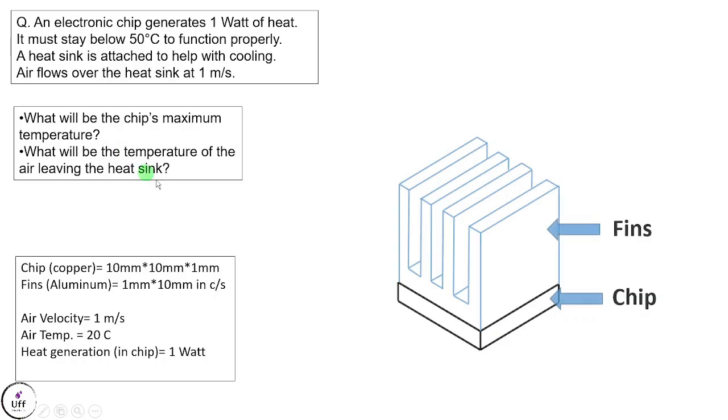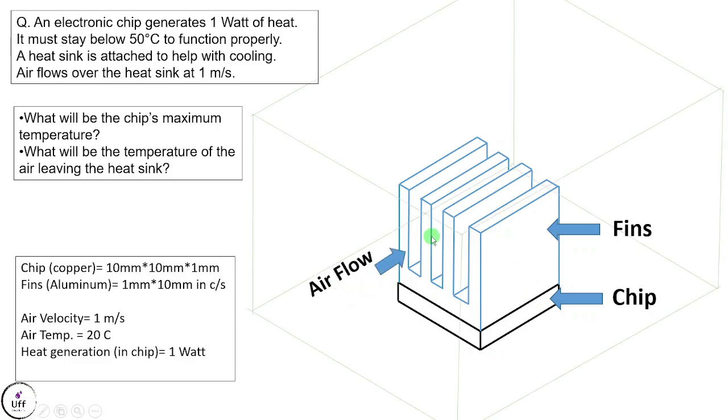So the things which are given to us: this is the chip and this is the fin. Chip has dimension 10 mm by 10 mm by 1 mm, and fins has a cross section of 1 mm by 10 mm. On these fins, the air is flowing with a velocity of 1 meter per second in this direction, and air temperature is 20 degrees centigrade. Heat generation is there inside this chip, and the heat is conducted to the fins, and after the fins it is convected to the surrounding. So this is the surrounding.